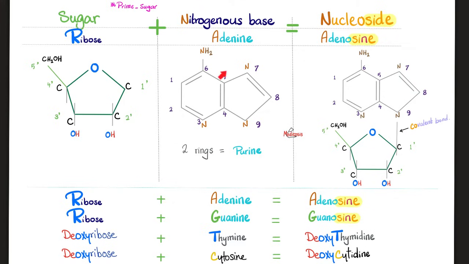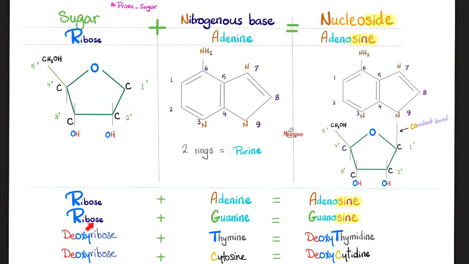Notice something. The numbering system here does not have a prime. To differentiate, we added a prime here. So this is 1 prime, but this is just 1. This is 2 prime. This is just 2. So how do I remember this? I just say prime sugar. The sugar has the prime. So ribose plus adenine equals adenosine.